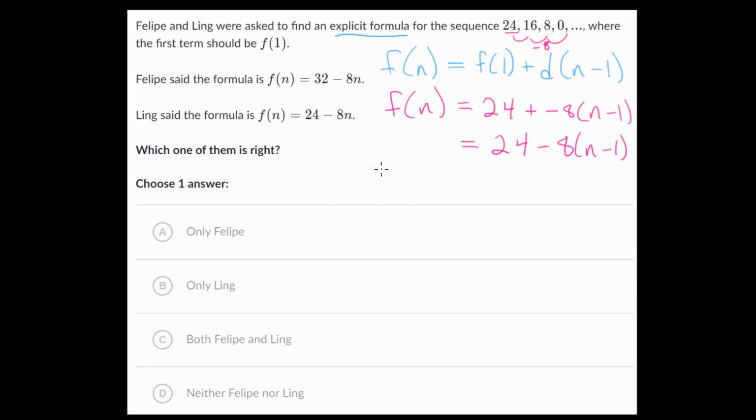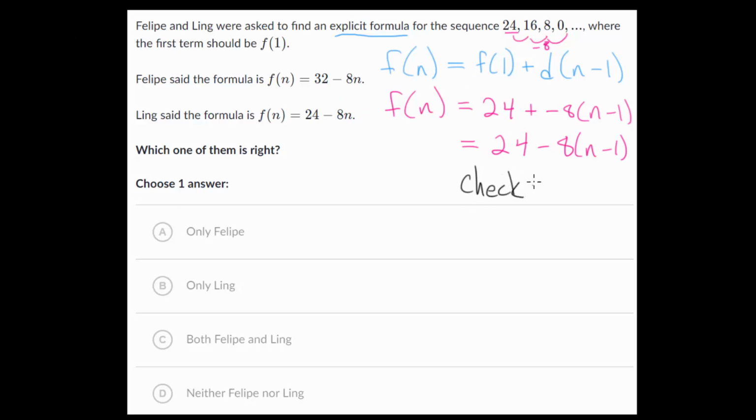Now, going back to their formulas, notice that neither of them are exactly what we have. And we can eliminate Ling's formula right away, since ours is 24 minus 8 times n minus 1, where this is 24 minus 8n. So it's missing the parentheses times n minus 1 there. And what we really should do, actually before comparing, is just check to make sure that our answer is correct.